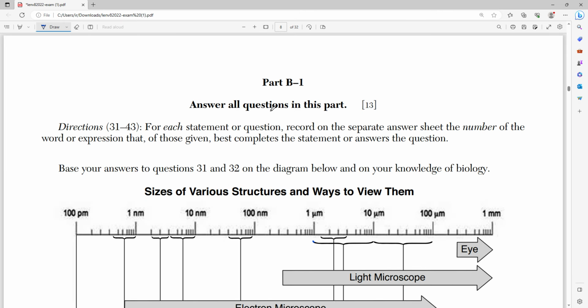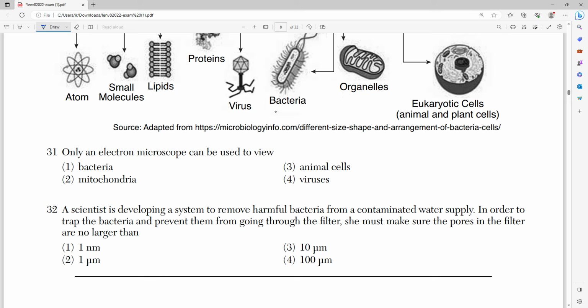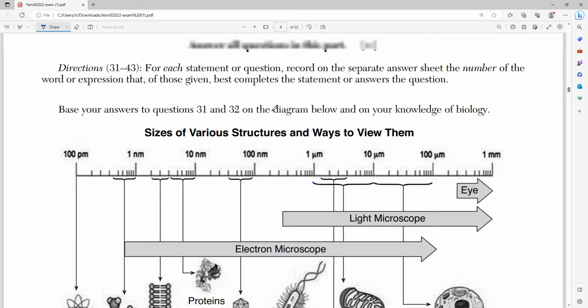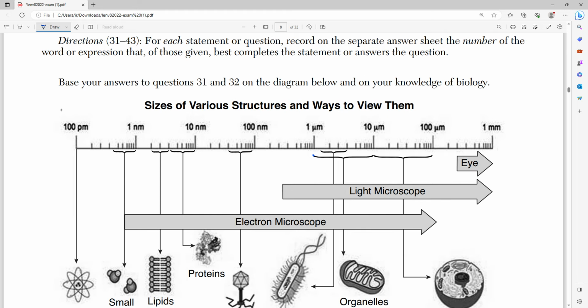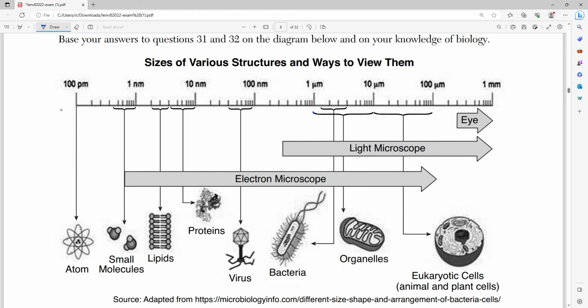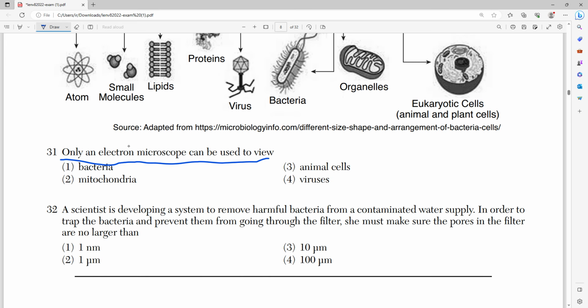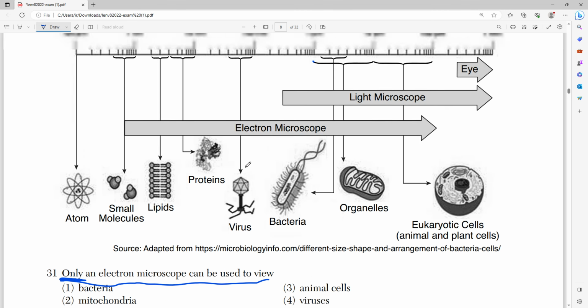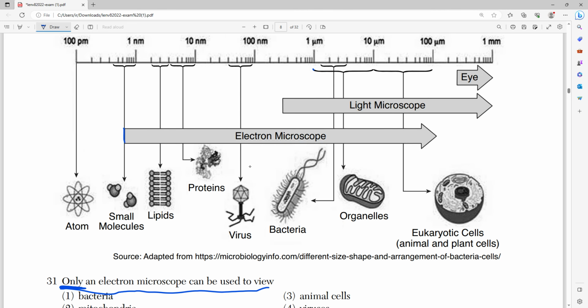Let me just enlarge this, which asks, based on the diagram, only an electron microscope can be used to view which of the following? So this diagram gives us the viewing range of your eye, a light microscope, and an electron microscope. And it's asking us only an electron microscope can be used to view what? So our answer is only going to be the section where it doesn't intersect, so it's going to be from this section that way.